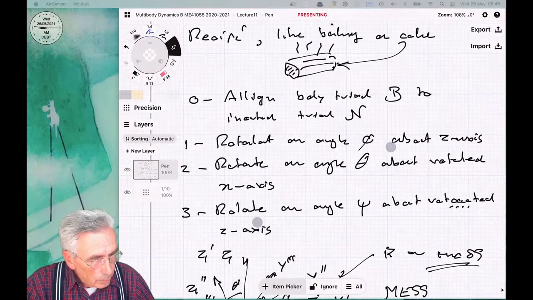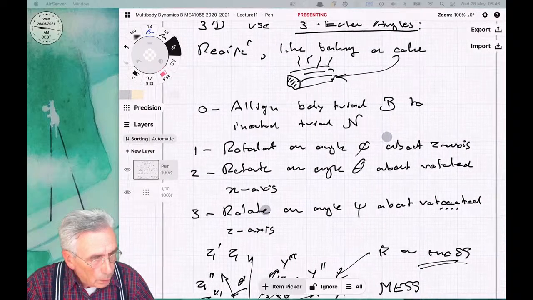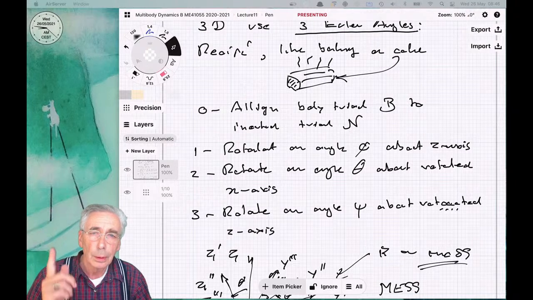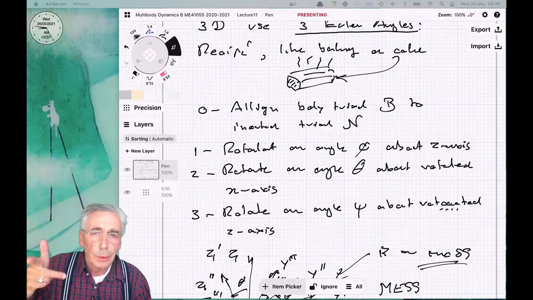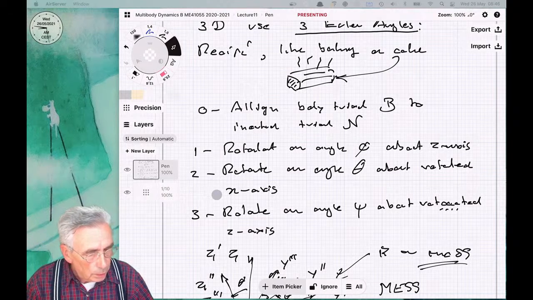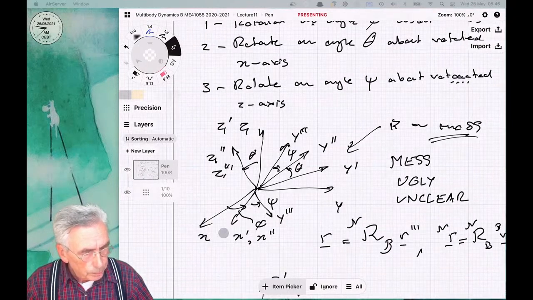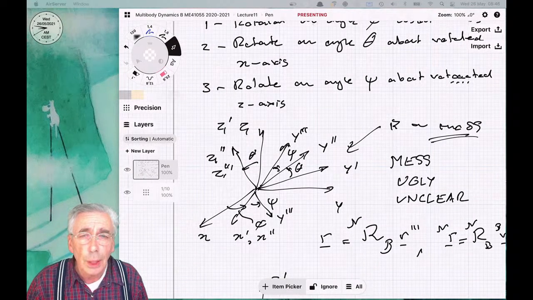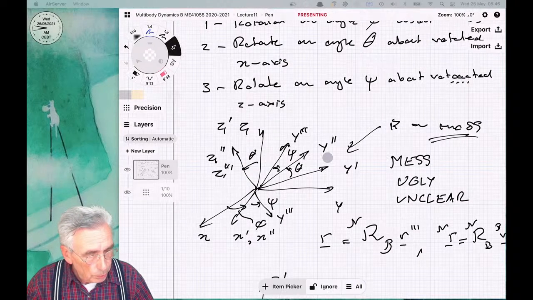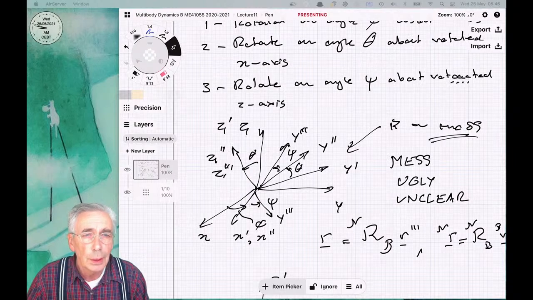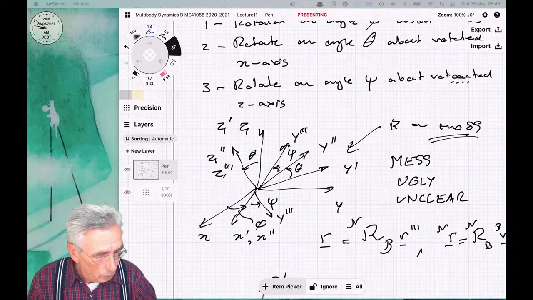So you first align your body fixed axis with your inertial axis, and then there are these three steps. First you rotate about the z-axis, then about the rotated x-axis, and then about the rotated z-axis. And then you can make a drawing, but the drawing doesn't make much sense. It's ugly because everything is centered around this, and you have no clue, because we want to show 3D in 2D. It's always a projection, so that makes it difficult.